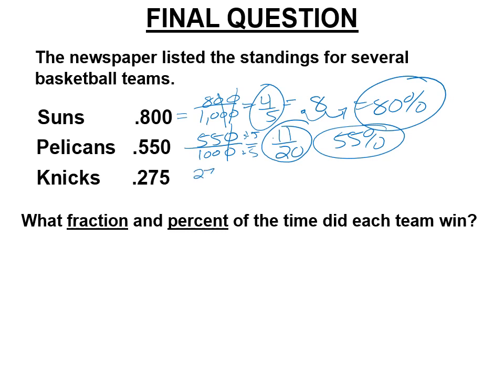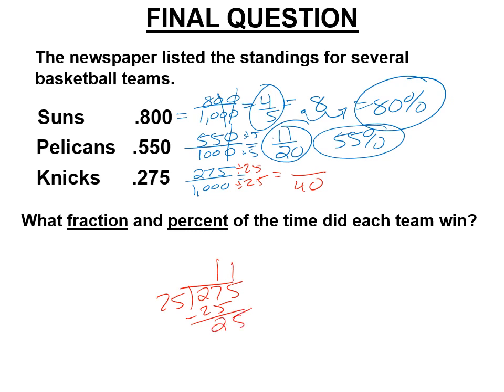And the Knicks here are 275 out of 1,000, which we have to get as a decimal. Well, we already did that. So now we need to get that as a percent. So we're going to simplify this fraction. I have a feeling 25 goes into that. So we have to simplify this because we need the simplified fraction. And so, 25 goes into 1,000 40 times. And 275 divided by 25 goes in 11 times. So this is 11/40.